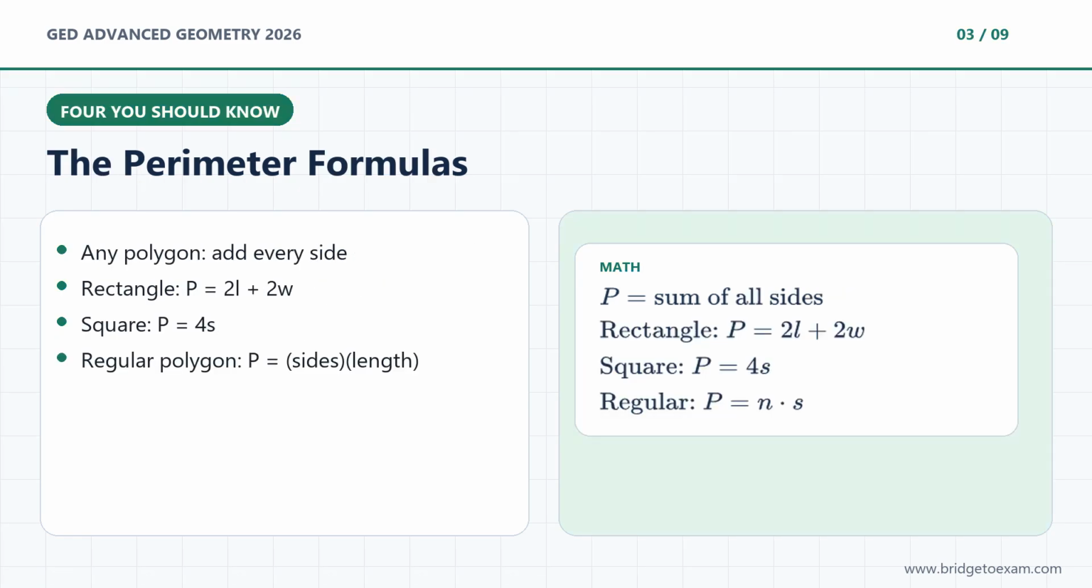Here are the tools. For any polygon, perimeter is just the sum of all the side lengths. For a rectangle, opposite sides are equal, so we can use 2L plus 2W. For a square, all four sides match, so it is 4 times the side, 4S. And for a regular polygon, where every side is equal, multiply the number of sides by the side length. Choose the shortcut that fits the shape.